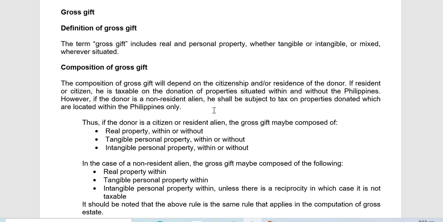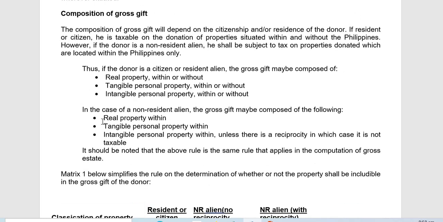Thus, if the donor is a citizen or resident alien, the gross gift may be composed of real property within or without, tangible personal property within or without, intangible property within or without. So, tanan. Basta resident citizen ka, non-resident citizen, resident alien, taxable ka within and without. Real property, tangible, and intangible properties.